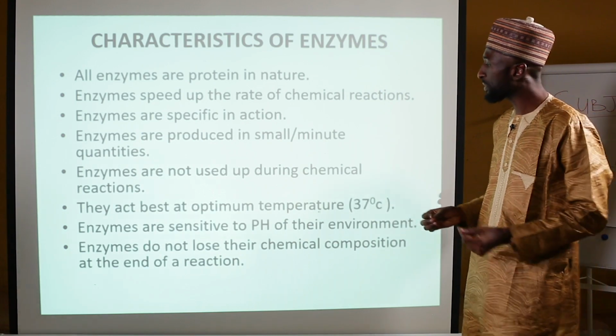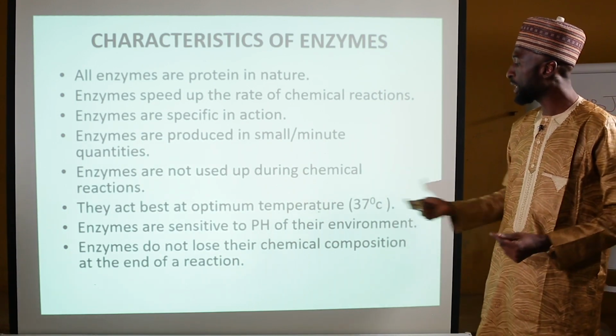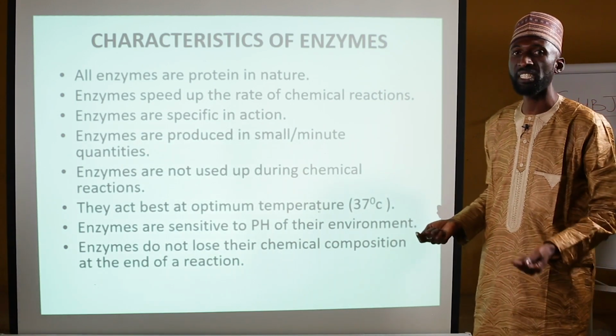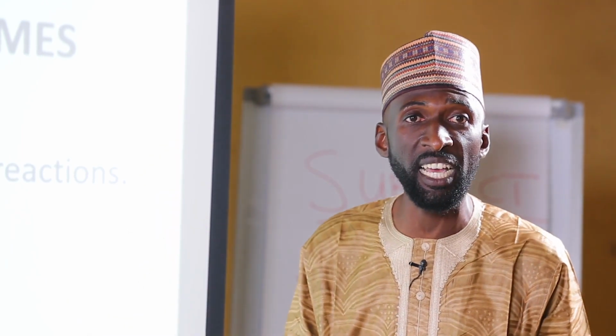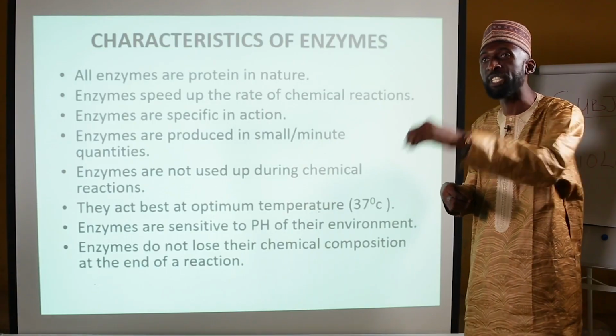The same enzymes are sensitive to the pH of their environment. Now, what do we mean by pH? It is the degree of acidity or alkalinity of a particular substance. Now, these enzymes, as I said earlier, are found within the digestive tract. Within the digestive tract, there are various points which have certain pH.